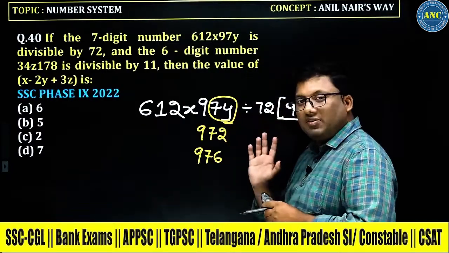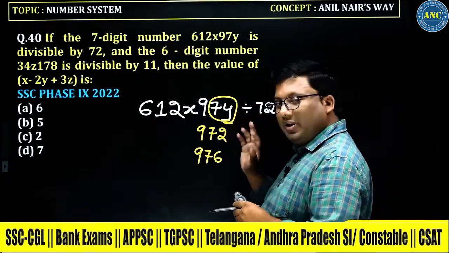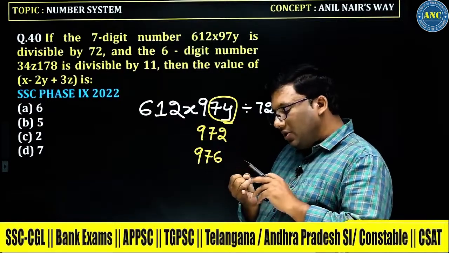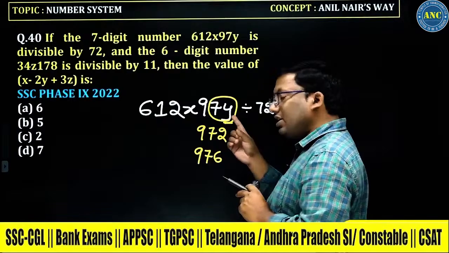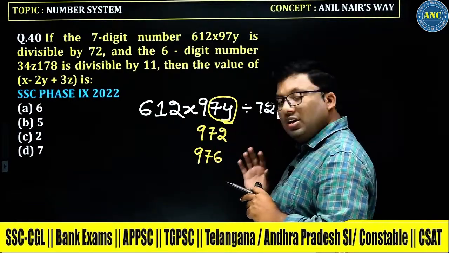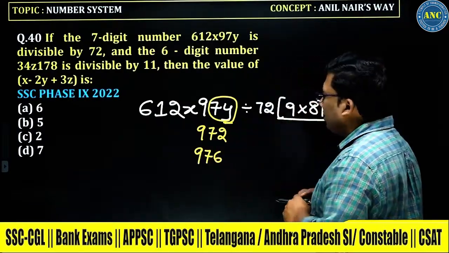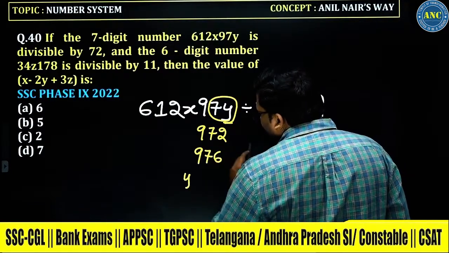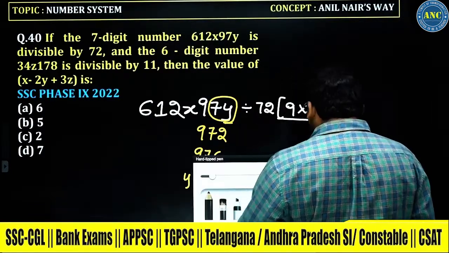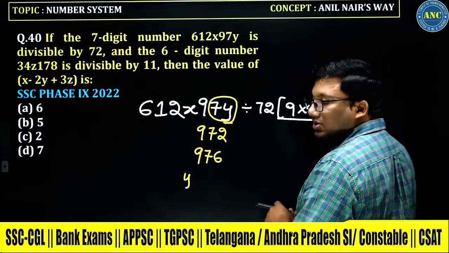70 is not divisible. For 70, y should be an even number, so y can be 0, 2, 4, 6, 8. 74 is not possible, 78 is not possible. That means y has two cases, 2 and 6. Out of which, which one is divisible by 8?